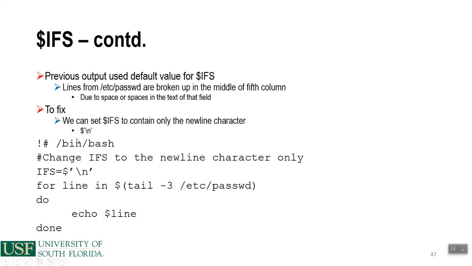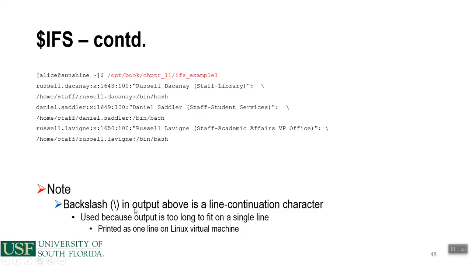In this particular situation, what we can do is change the IFS to the new line character only. So we set the IFS to the new line. For the line in this particular file, do this particular task, which is echo the line. And you can see how this output comes out accordingly.